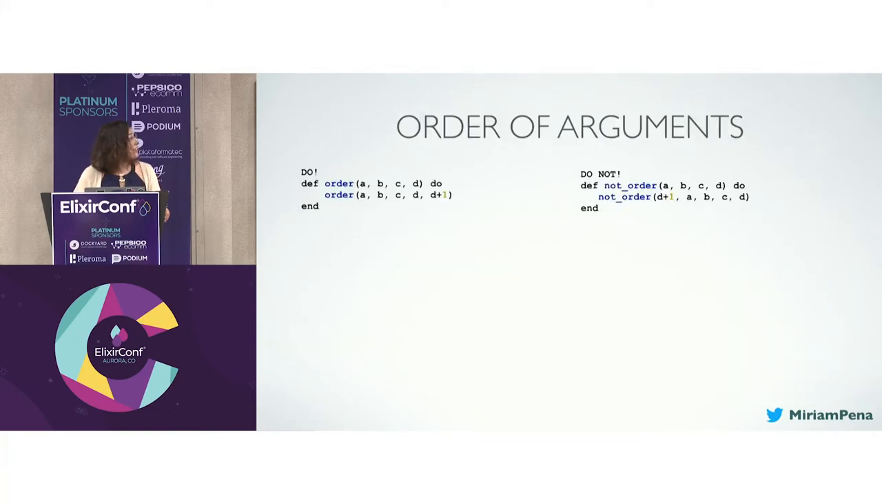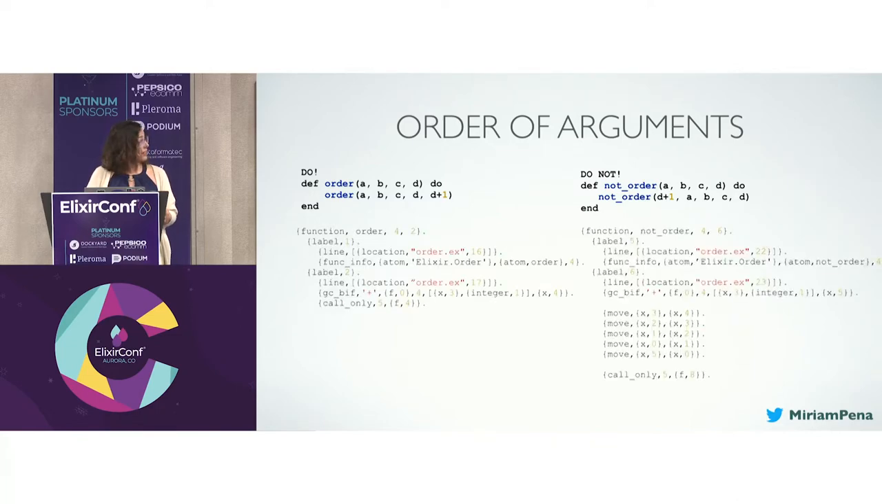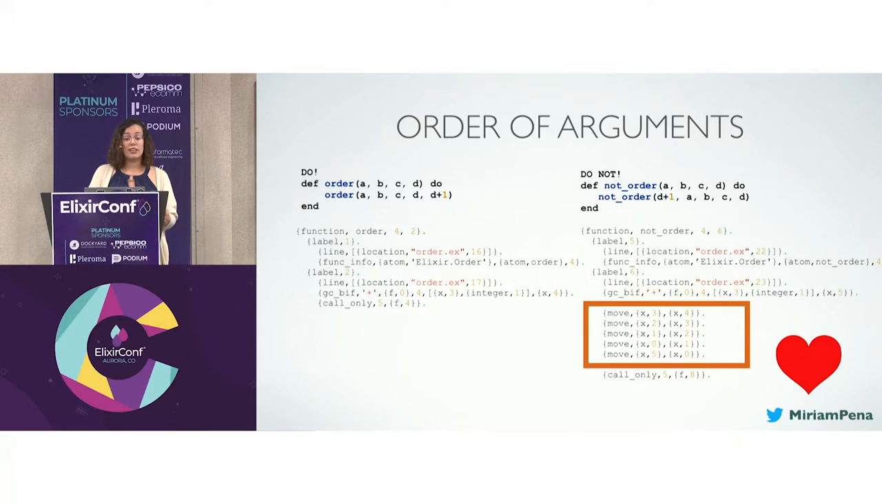So for instance, if you see this code on the left, order ABCD, which calls order of ABCD plus one, that's so much better than the one on the right, when you reshuffle the arguments. And by looking at the assembly code, you can clearly see that the second option adds five extra instructions that weren't really necessary. And I want to be clear that this is not even one reduction, it's even less, but it's not necessary, so why would you do it?